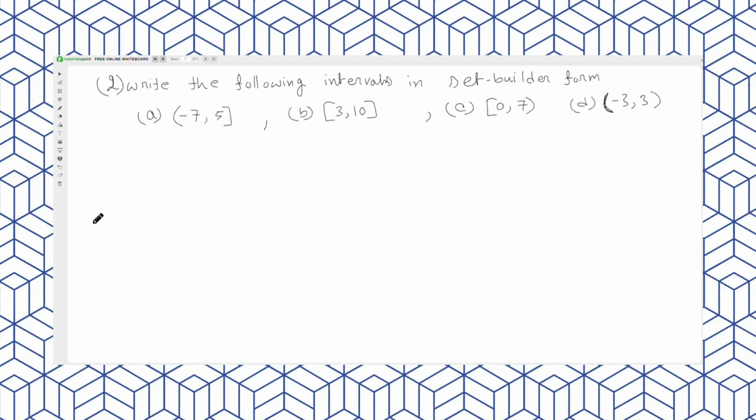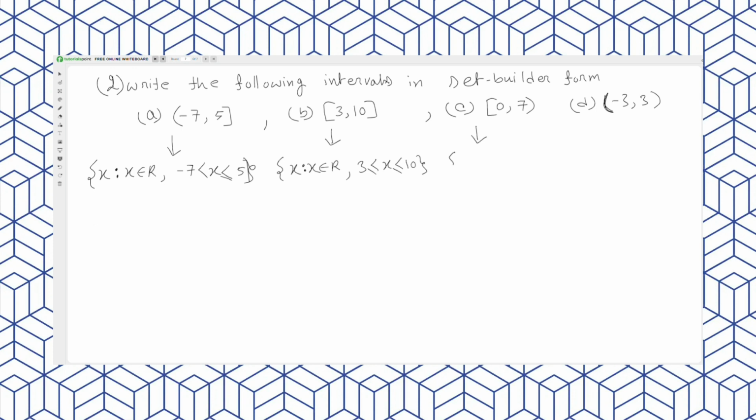Let's solve that question. Question A, we can write it as {x such that x belongs to R and x is greater than -7, only greater than, as there is a first bracket, and less than or equal to 5 because there is a second bracket at the 5}. Okay, next question, {x such that x belongs to R, x is greater than or equal to 3 because there is a third bracket, and less than or equal to 10 also}.